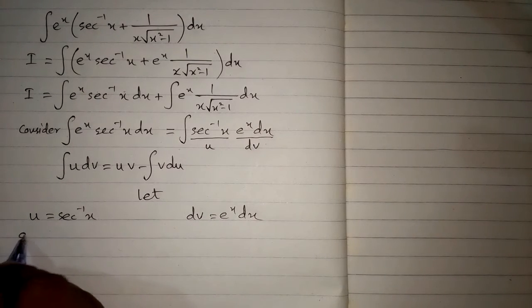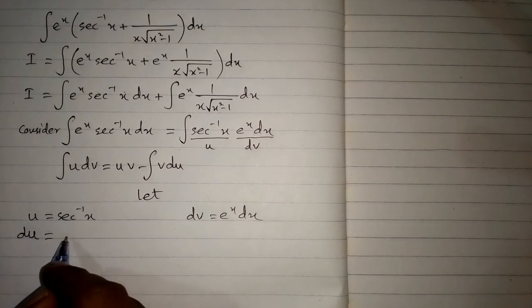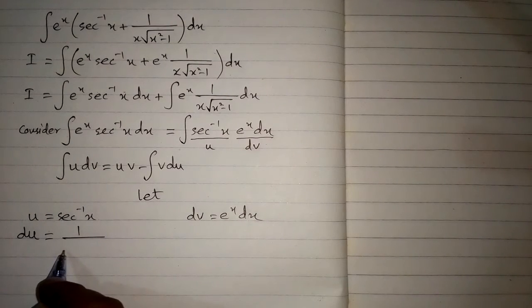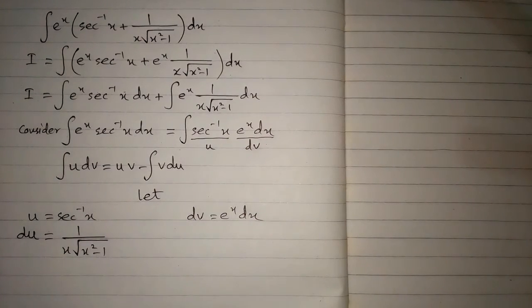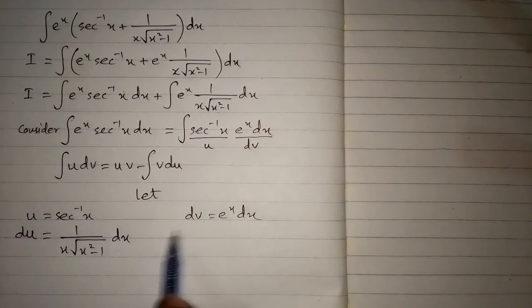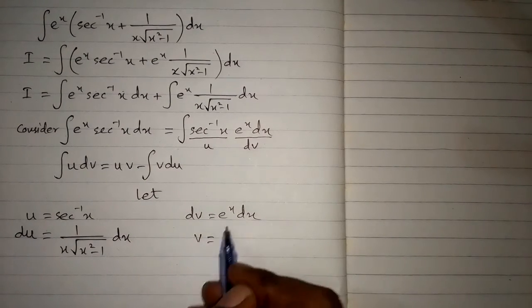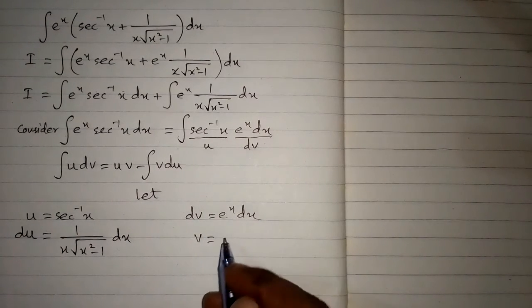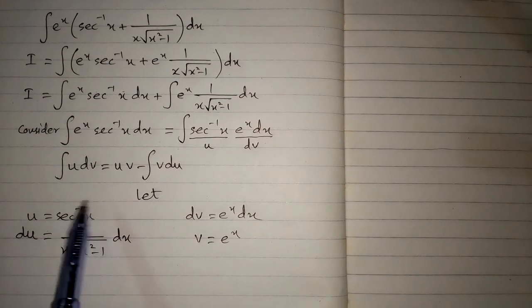Now here we will find the differential du, which is the derivative of sec inverse x. So the derivative of sec inverse x is 1 upon x times the square root of x square minus 1 dx. And here we will integrate both sides. So integral of dv is v and the integral of e to the power x dx is e to the power x. Now we will put these values in this formula.